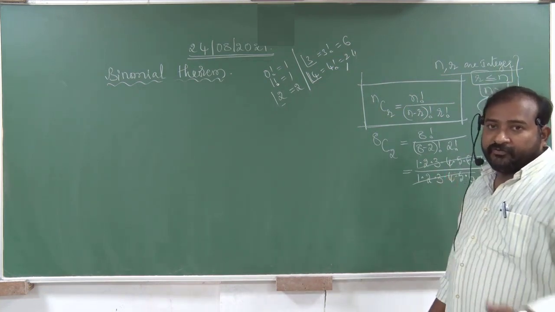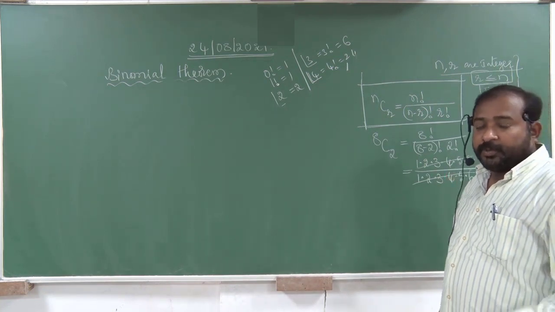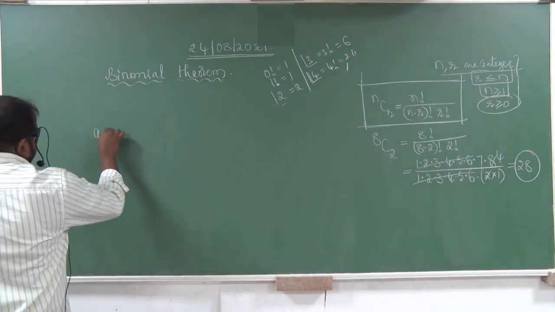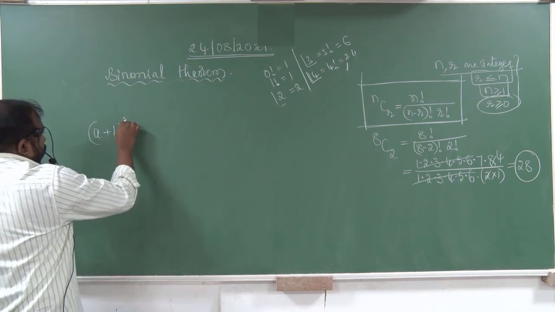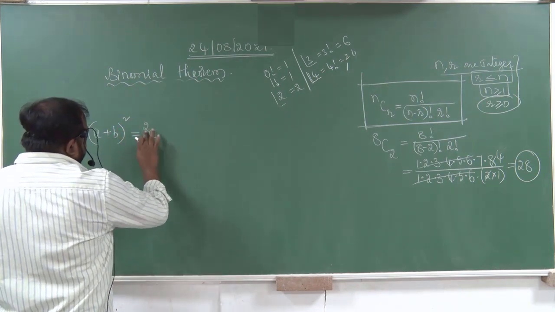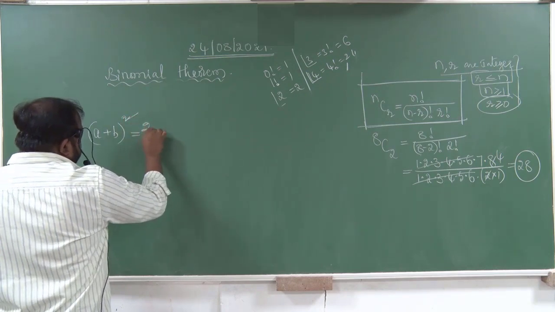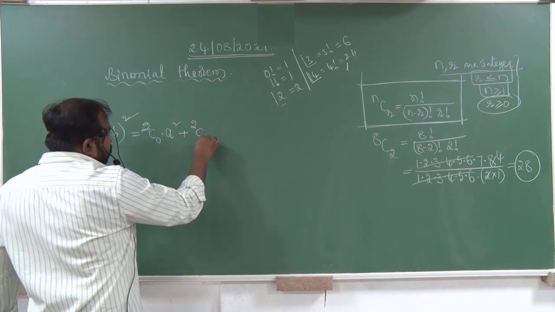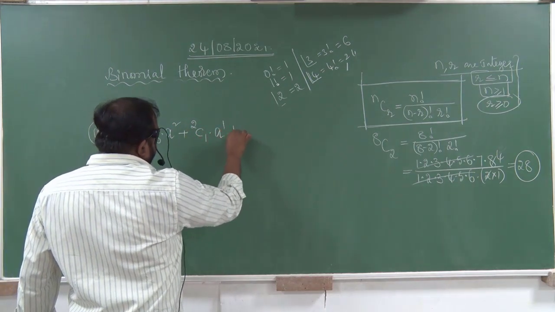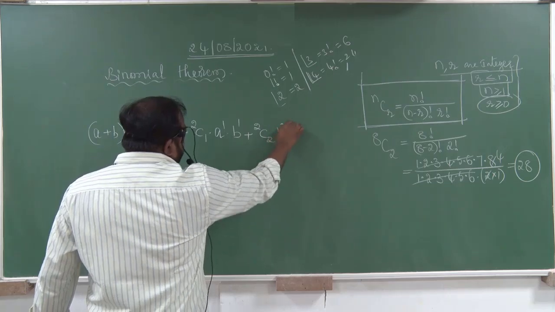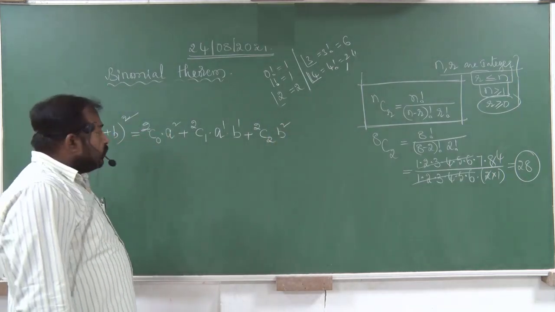Now how can you find binomial coefficients? With the help of this formula. For example, (a plus b) whole square is there. Then the power here is 2. So 2C0 into a square plus 2C1 into a power 1 into b power 1 plus 2C2 into b square. This is the notation.